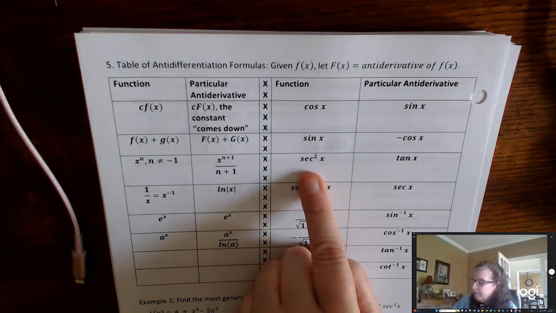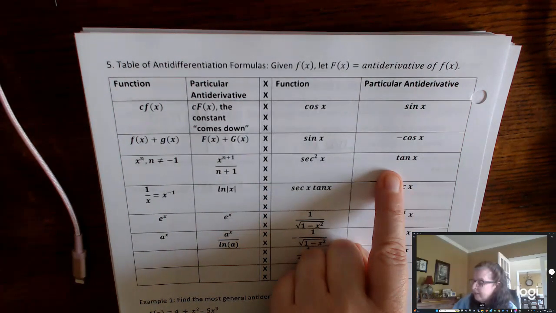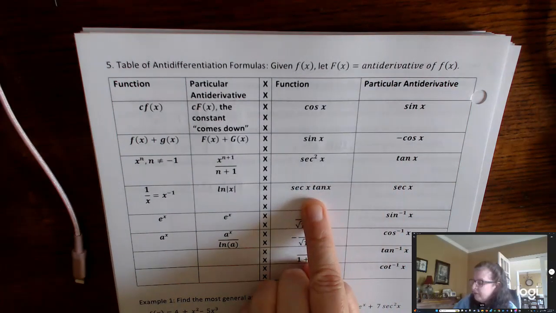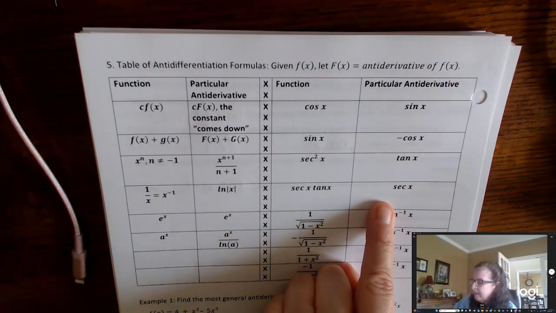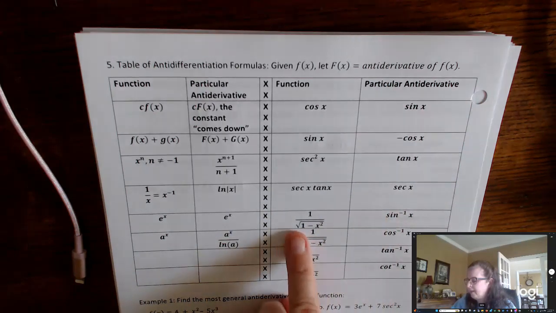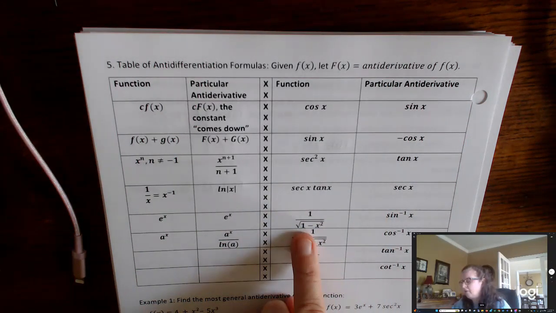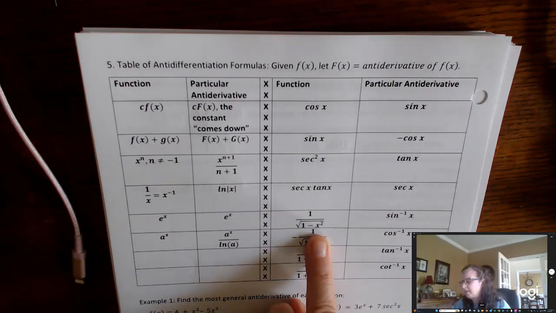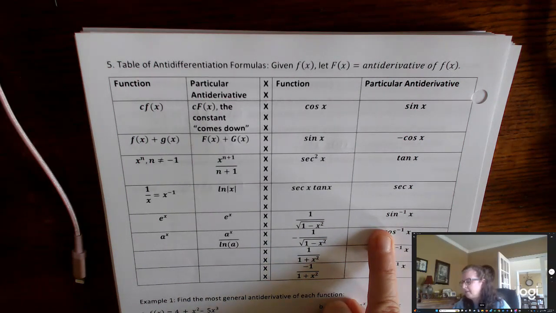The antiderivative of secant squared x is tangent of x. The antiderivative of secant x tangent of x is secant of x. The antiderivative of 1 over the square root of 1 minus x squared is arcsine of x. All of these are plus c.